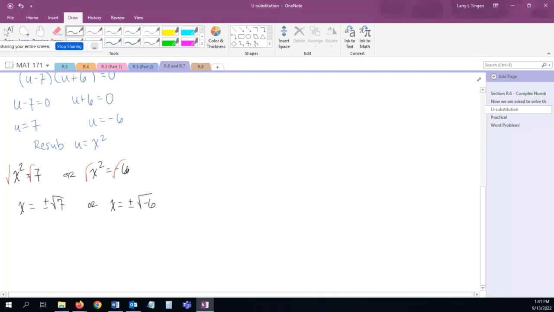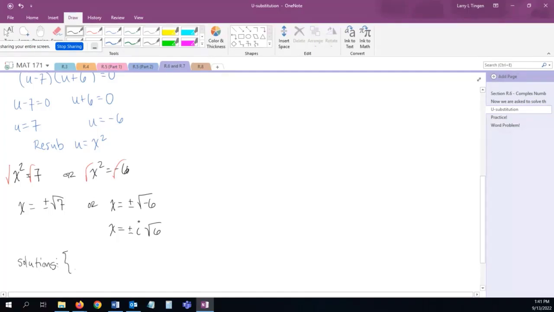Okay? Neither of these have any perfect square factors. Like negative 6 is 2 times 3. I can, of course, make this a complex number by bringing that i out. And so what do I have now? I have solutions. But instead of having my typical 2 solutions or 1 solution, I have 4.